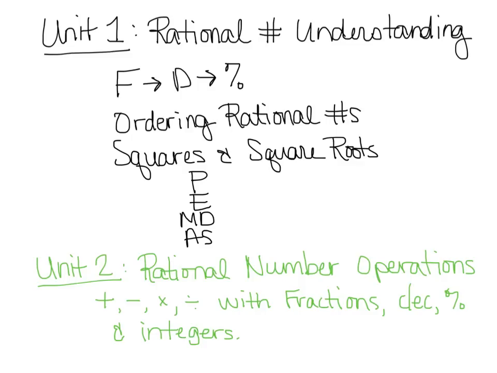Unit 2 that we're going to start with this video is talking about rational number operations. So we know that a rational number is any number that can be written as a ratio, and a ratio is a comparison of two quantities. So that is typically found in the form of a fraction, a decimal, or a percent. So with rational number operations, we're talking about adding, subtracting, multiplying, dividing with fractions, decimals, percents, and integers.